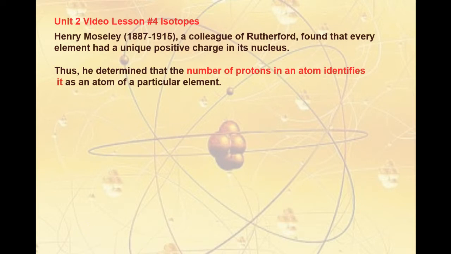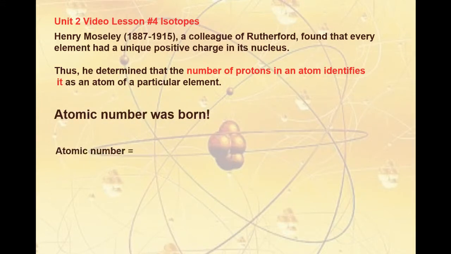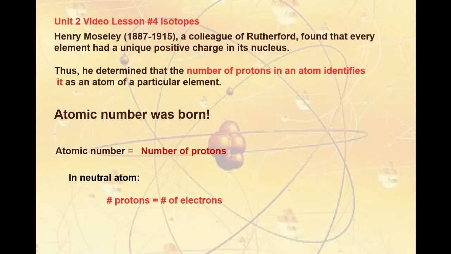That never changes. And this was the birth of the atomic number. The atomic number is equal to the number of protons in the nucleus of an atom. And as I said, it never changes for that atom. If you change the number of protons, you change what the element is. In a neutral atom, and we know that all atoms are electrically neutral, the number of protons is equal to the number of electrons. So if you know the atomic number, which is found on the periodic table, that not only tells you the number of protons, but it also tells you the number of electrons.